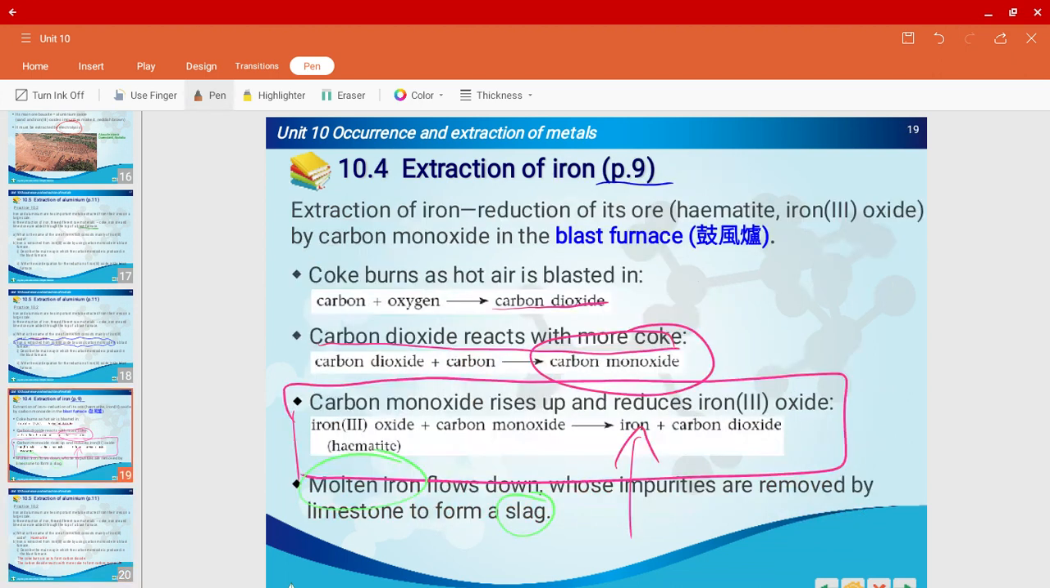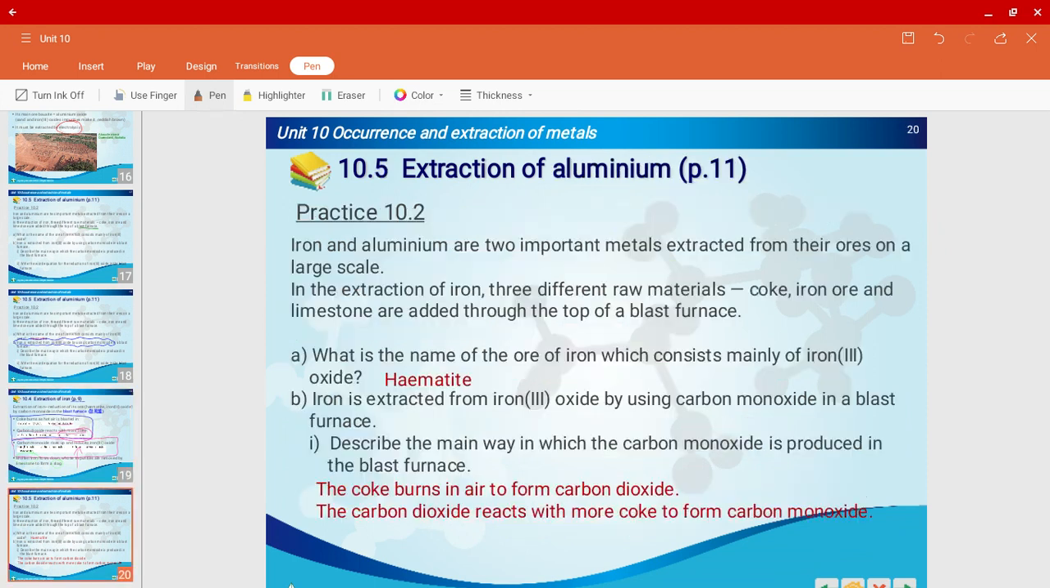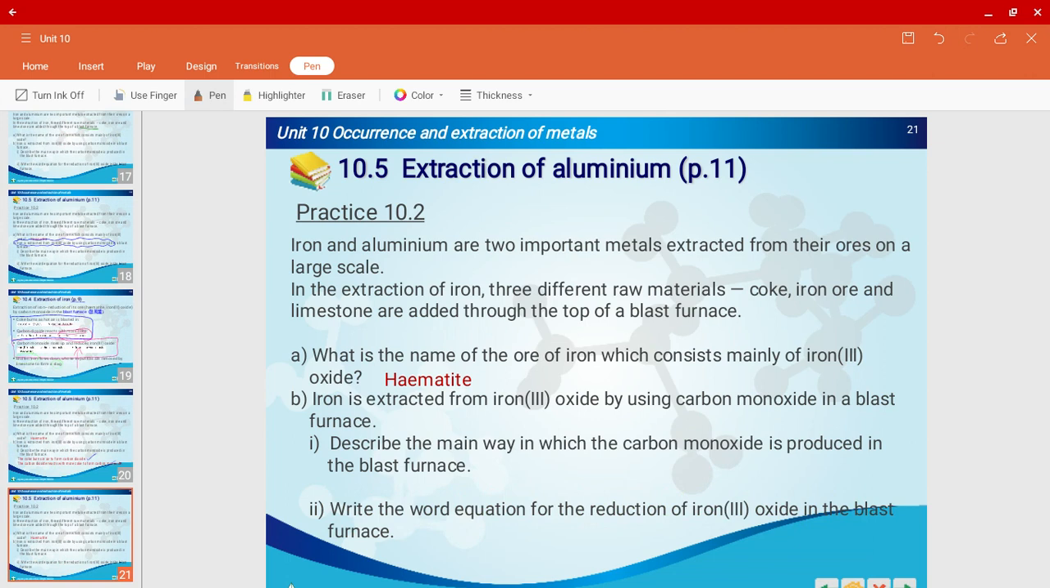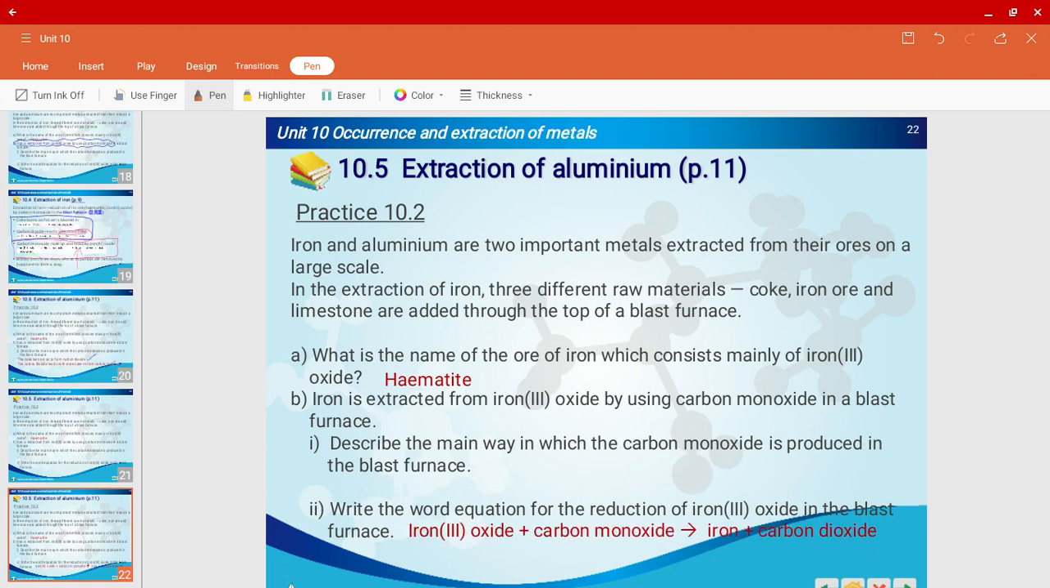So describe the main way in which carbon monoxide is produced. We just mentioned the first two answers over here. The coke is burned in hot air to form carbon dioxide, and the carbon dioxide would further react with the coke to form carbon monoxide. Okay? And question 2, write down the word equation for the reduction of iron 3 oxide in the blast furnace. So it's the same word equation that I've shown you earlier. Iron 3 oxide plus carbon monoxide, you get iron and carbon dioxide. By this video, you should be very familiar with writing down the word equations.